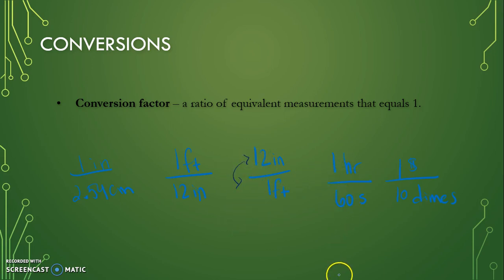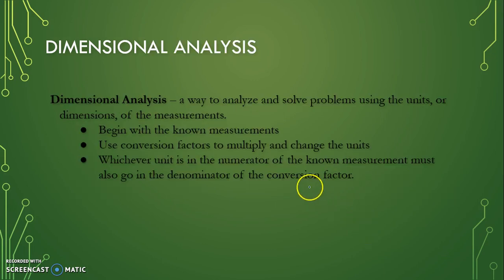1 hour is 60 seconds. $1 is 10 dimes. We can turn any two equal things into a fraction by putting one of them in the numerator, one of them in the denominator, and boom, we have a conversion factor. What we're going to do with those is called dimensional analysis. It's a way to multiply by conversion factors to manipulate your units into something else that you want.